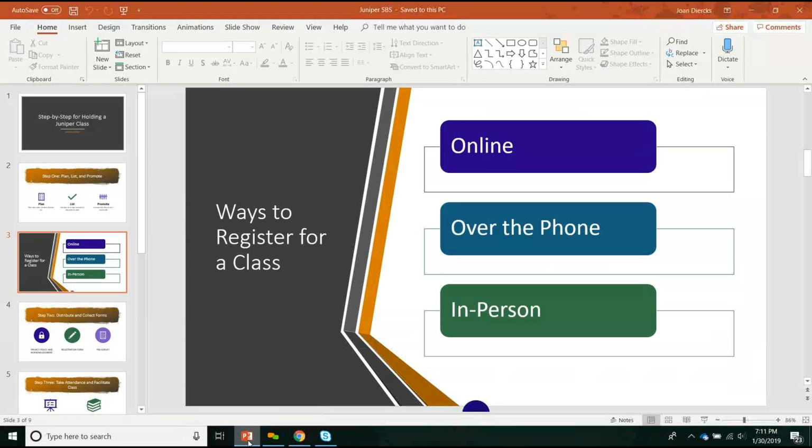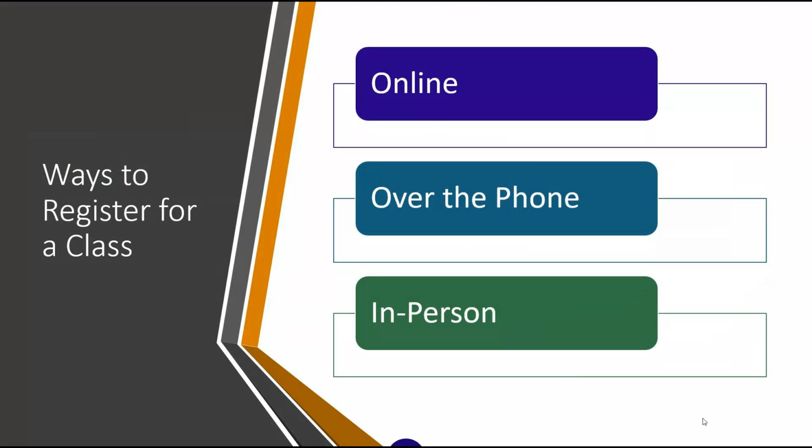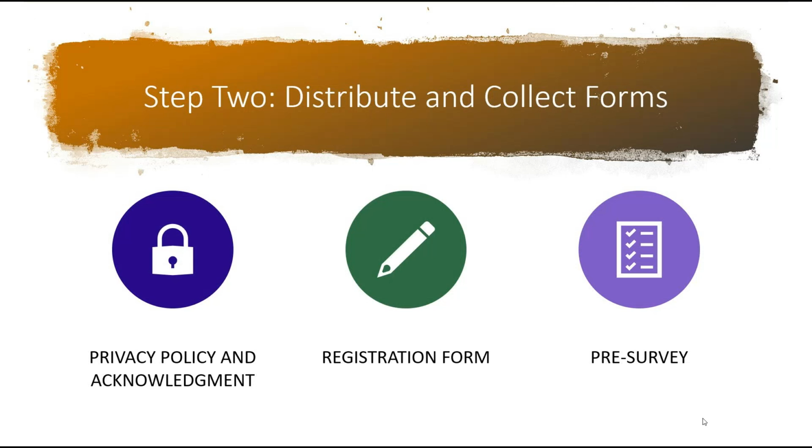And then the third option is not registering online prior to the class, but registering in person, and I'll just go through that in the next step. Okay, so step 2 is on the first session of every class, you're going to, as a leader, distribute and collect forms from participants. And the 3 forms are the privacy policy and acknowledgement form, the registration form, and the pre-surveys. The privacy policy and acknowledgement form, like I just mentioned, isn't needed to be agreed to.